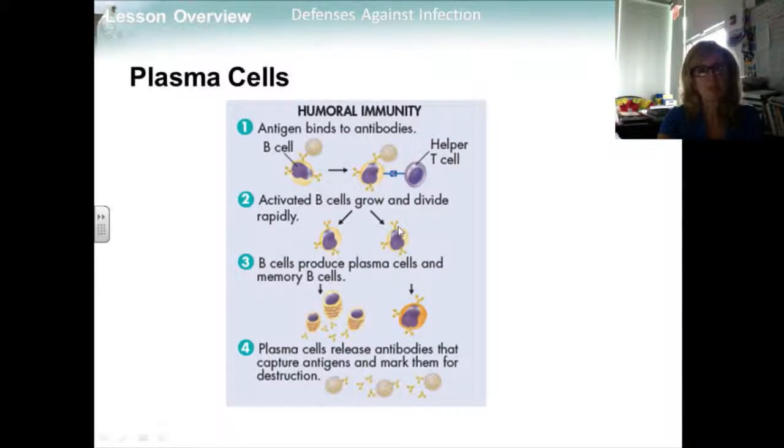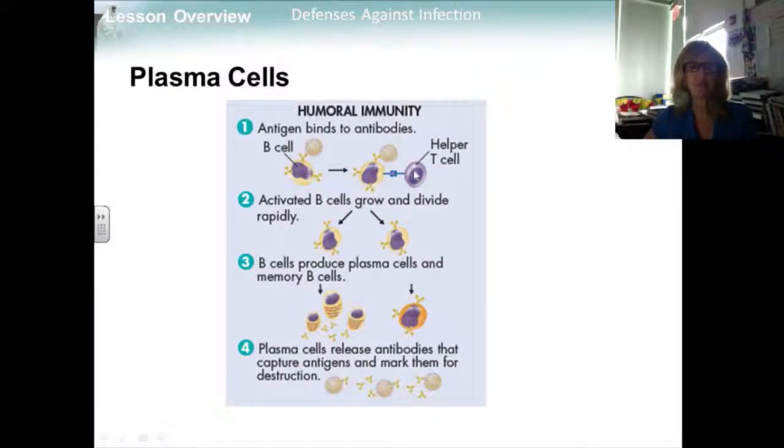Plasma cells produce and release antibodies that are carried through the bloodstream. These antibodies recognize and bind to free-floating antigens or to antigens on the surfaces of pathogens. When antibodies bind to the antigens, they signal other parts of the immune system to attack and destroy the invader. So when they bind to them, it's like, we're over here, kind of a thing.